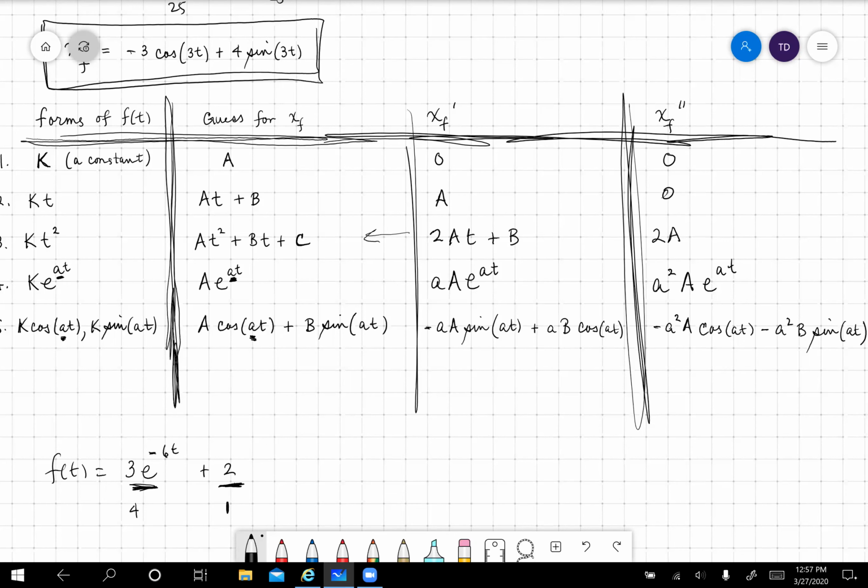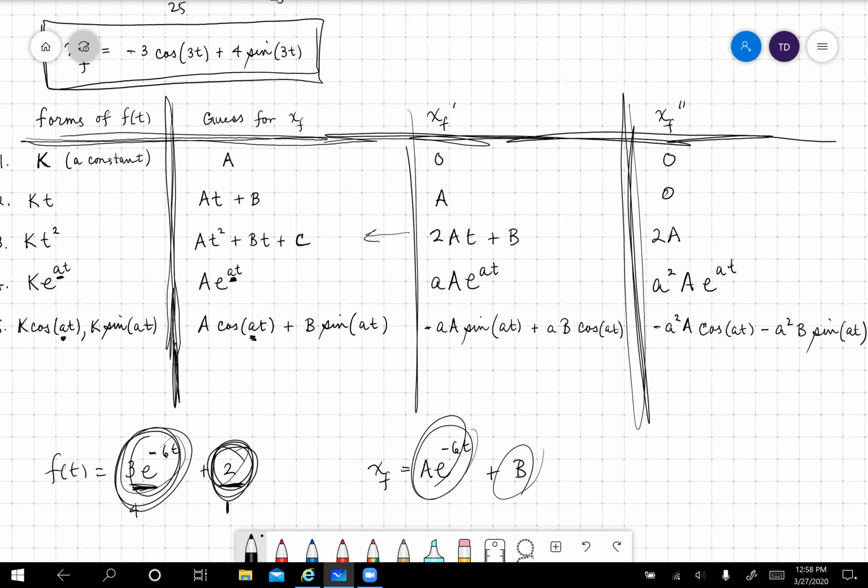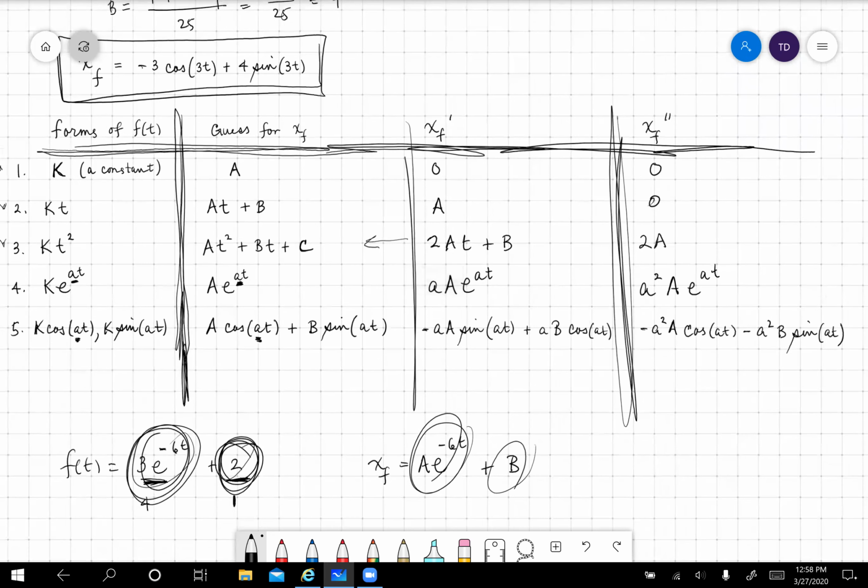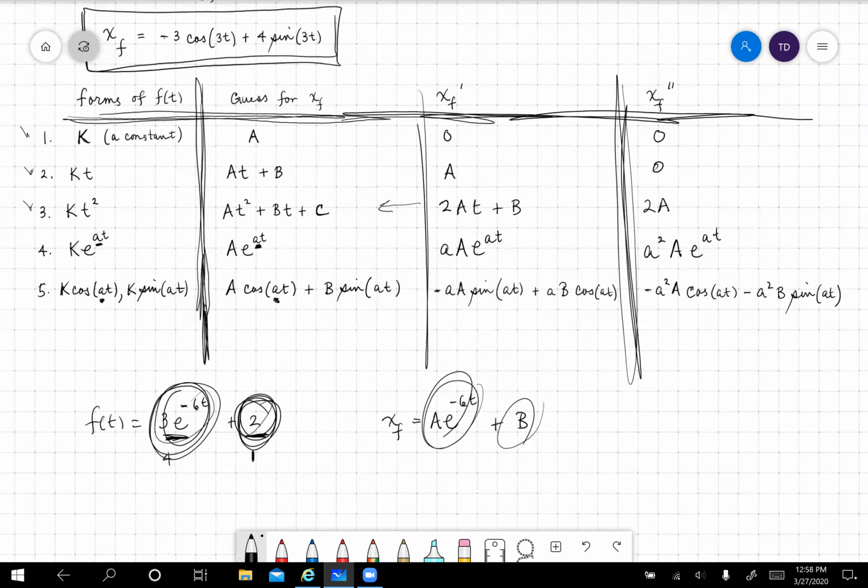So the guess would be x of t is equal to a e to the minus 6t plus b. This tells us we should only guess a constant. This tells us we should only guess an exponential. There's the exponential, there's a constant. I'm not going to try to trick you with things like that, but they could pop up. You might see them from time to time. So I want you to know how to be able to handle those.